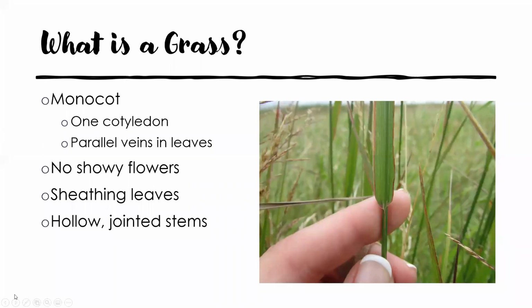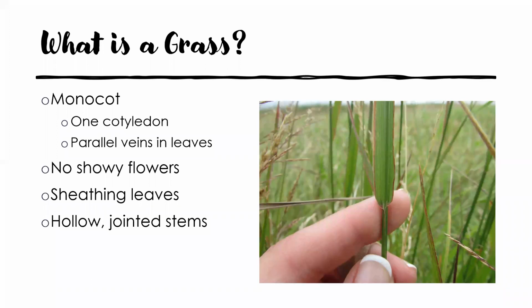Grasses also have something called sheathing leaves. So what we typically think of as a leaf actually contains two parts. So I'm hoping you can see my cursor here. And we have a leaf here. And this leaf actually wraps around the stem and forms something called a sheath. And we'll look more closely at that as we continue as well. But sheathing leaves is something that you can use to identify a grass.